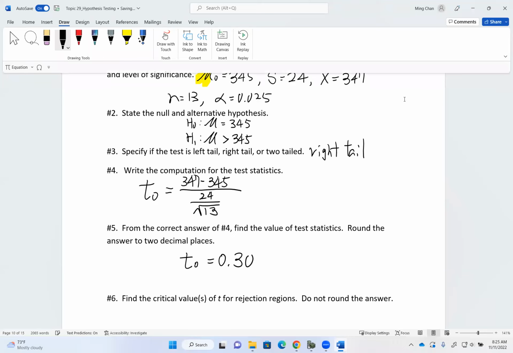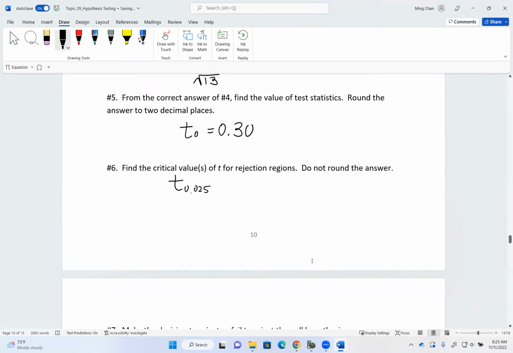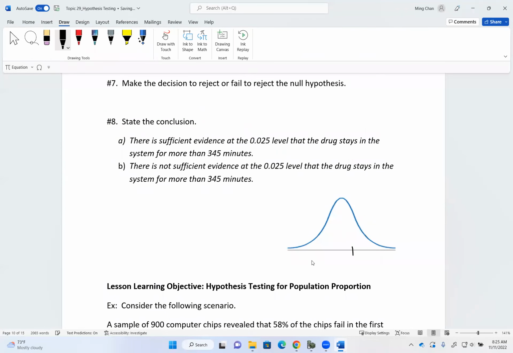Two decimal places. Now find the critical value for the rejection region. So I need to find the critical value of t. Now we need our formula sheets, because it's a right tail test. So it's t sub alpha, 0.025. This is only a one tail test. As a matter of fact, it's a right tail test.